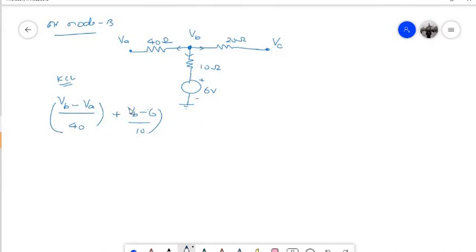This is the current, and then what will be this current that is flowing between VB and VC through this 20 ohm resistance? So that will be VB minus VC divided by 20. Now this will be equal to 0.